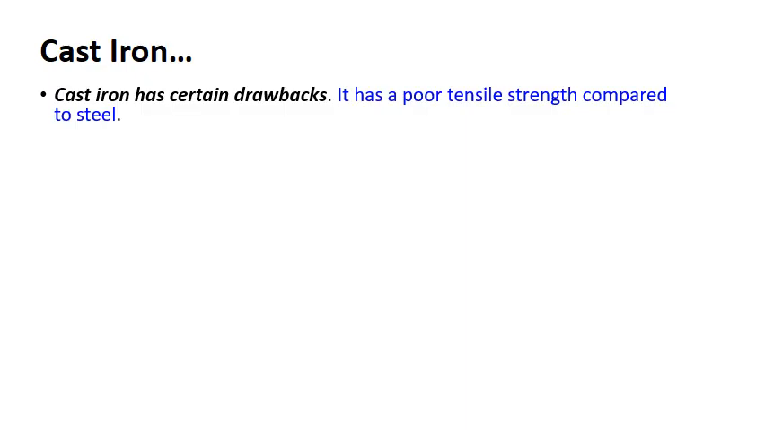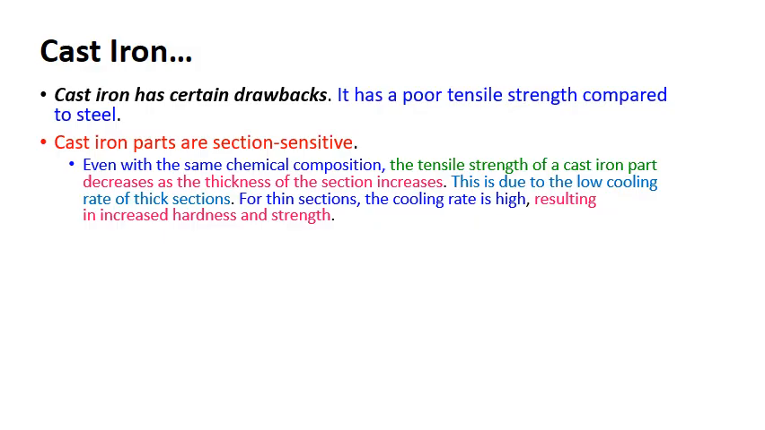What are the drawbacks? It has poor tensile strength, that is, very less ductile, which means brittle compared to steel, and it is section sensitive. What does that mean? See, for the same chemical composition, as the thickness increases, what happens? Its tensile strength decreases, because when you manufacture a cast iron pot with thick section and thin section, right?